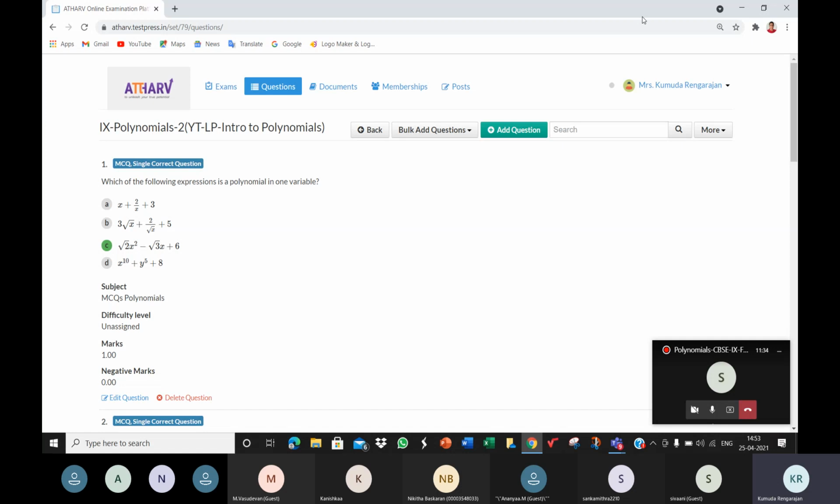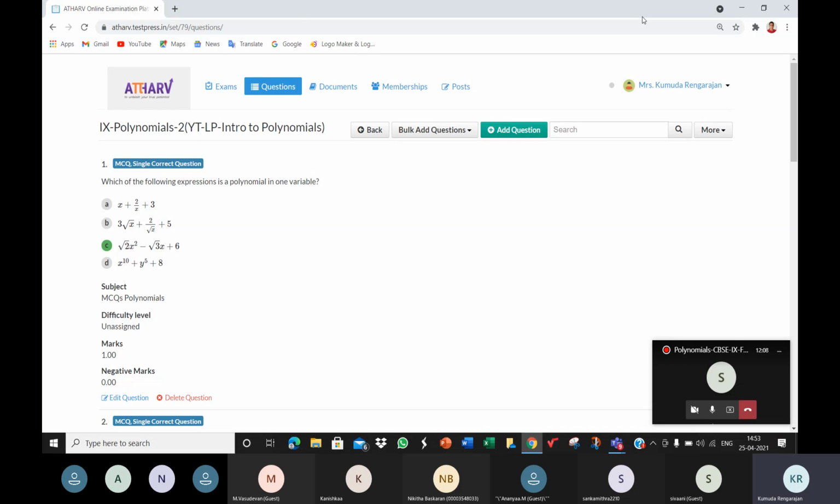In the second one, in the first term itself, you don't have to check everything. See the first term itself, 3 root x. What is root x in the exponential form? X to the power 1 by 2. What is the power of x? 1 by 2. Is it a whole number? No. So it's not a polynomial. It's an algebraic expression, but it's not a polynomial. So the first one is not a polynomial at all. The second one is also not a polynomial. They are algebraic expressions.